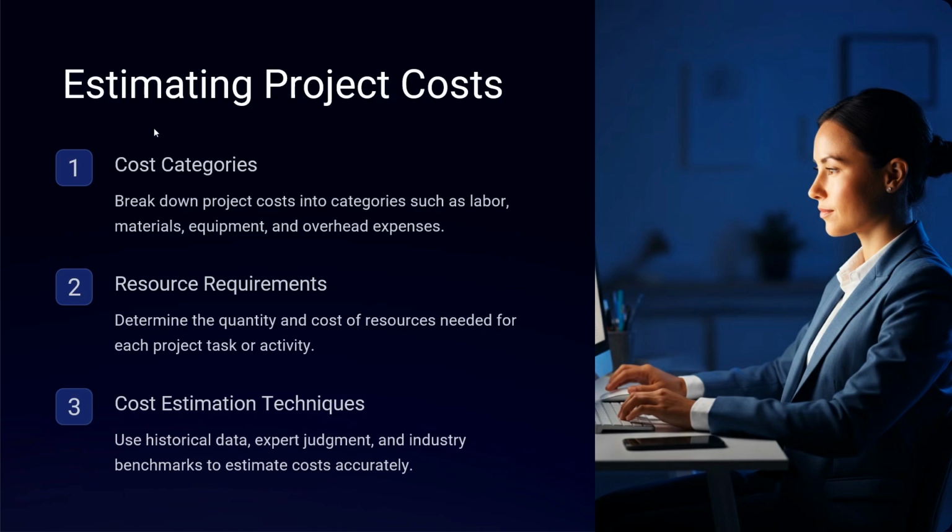When estimating the cost, we need to focus on three main steps. First off, we need to break down the project into different cost categories like labor, material, equipment, and overhead expenses. Next, we figure out how much of each resource, whether it's people or tools, we will need. Finally, use historical data, expert judgment, or consult suppliers to get estimated costs for your project.